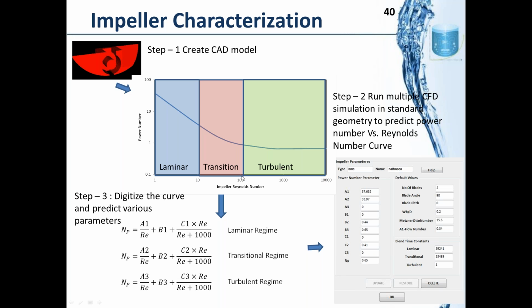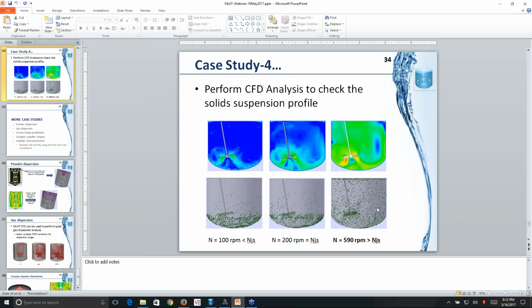So the solution is that we can build the impeller CAD model, add it in Mixit, and then perform simulations at multiple Reynolds numbers, and then generate the impeller power number versus Reynolds number curve. Digitize these curves to get the impeller power number as a function of Reynolds number. Input these parameters in the impeller library, which is there in the Mixit software.